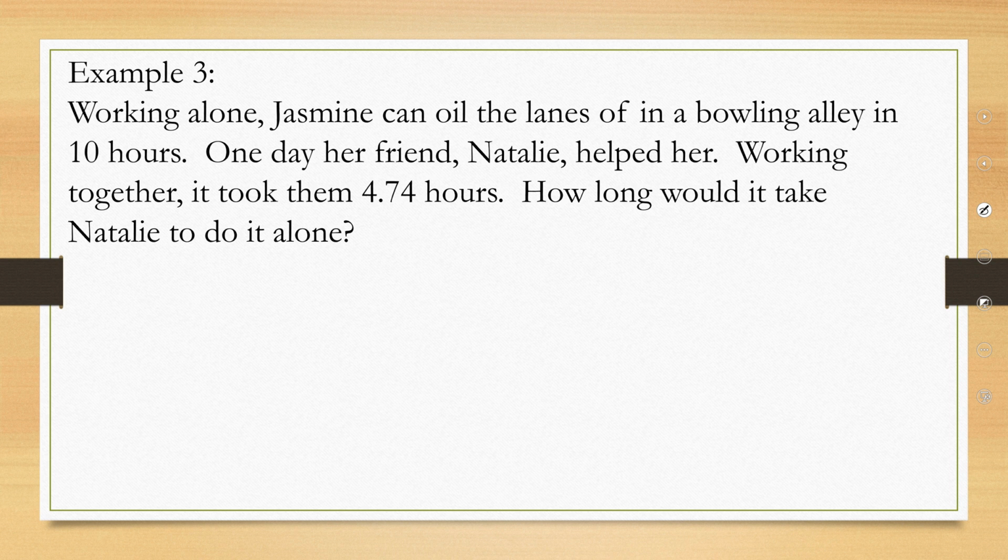All right, next set. Number 3. Alone, Jasmine can oil the lanes in a bowling alley in 10 hours. Her friend Natalie helped her. So working together, it took them 4.74 hours. How long would it take Natalie to do it alone? Okay, so same type of problem that we just had in the last one. So we know Jasmine's info, 1 over 10 hours, plus we don't know Natalie's individually, 1 over x equals 1 job over 4.74.